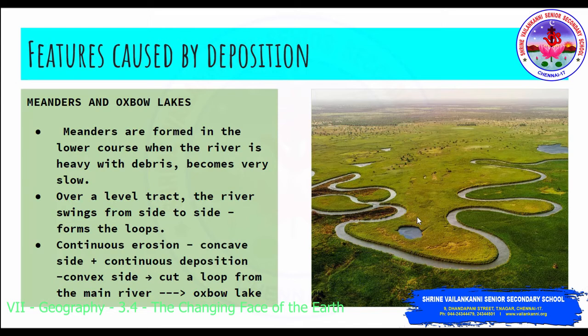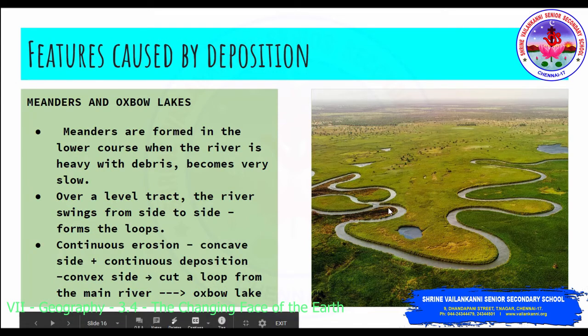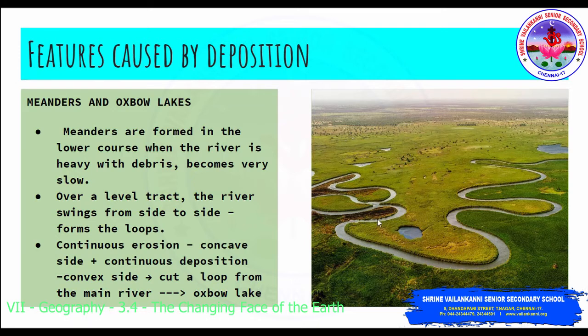The next one is the Oxbow Lake. Continuous erosion on the concave side. The erosion takes place here on the concave side and the deposition takes place here. Now what happens? The continuous erosion and deposition cuts a loop from the main river and leads to the formation of an Oxbow Lake. This Oxbow Lake looks like a crescent-shaped lake.